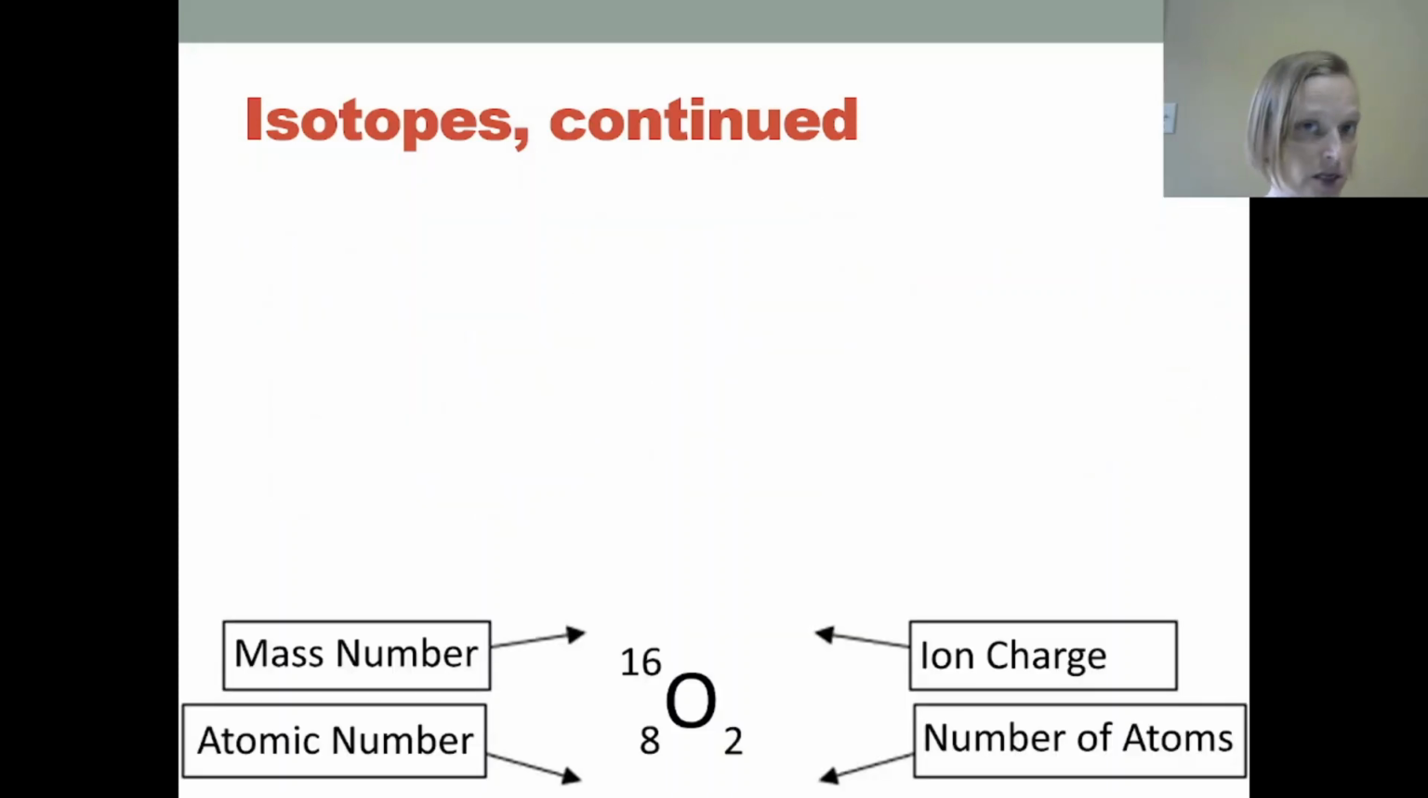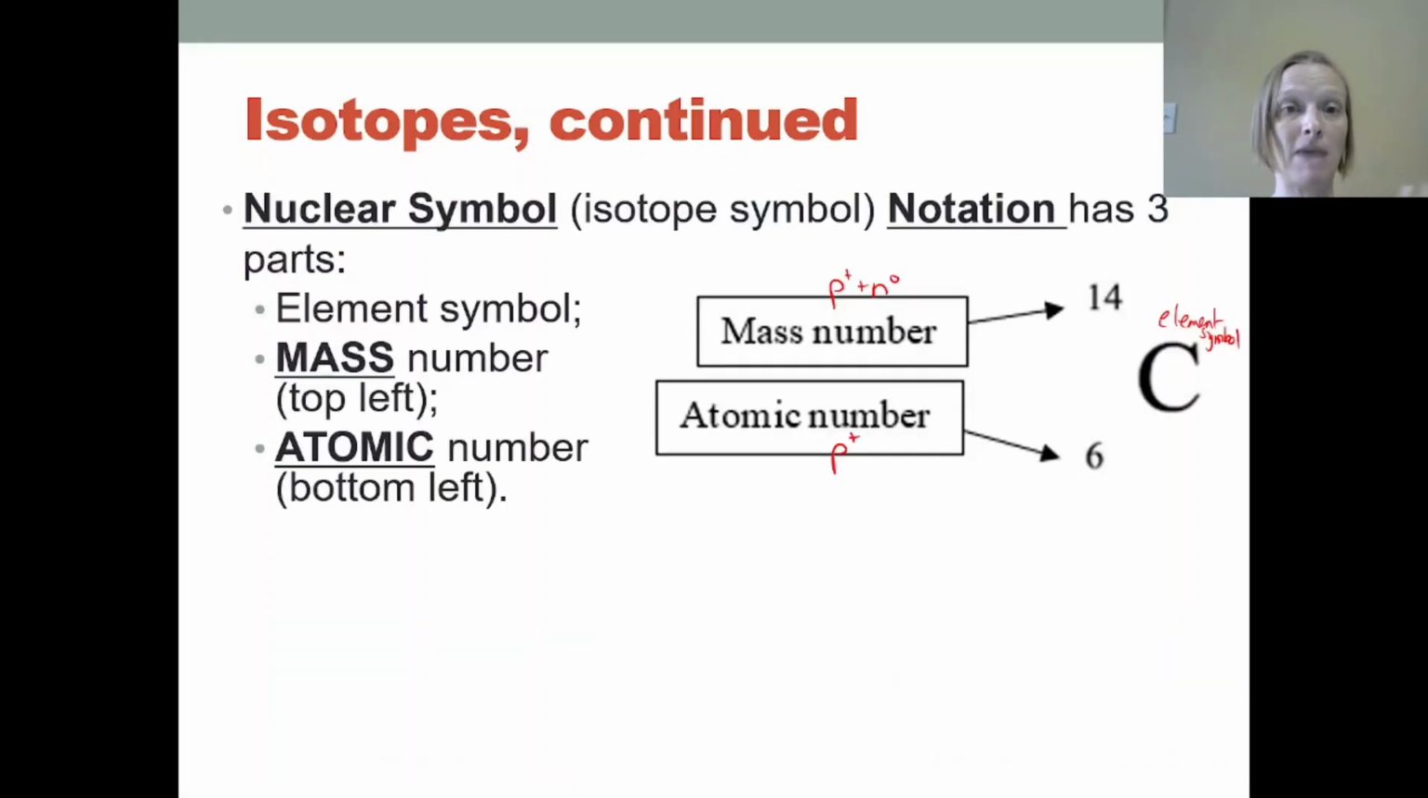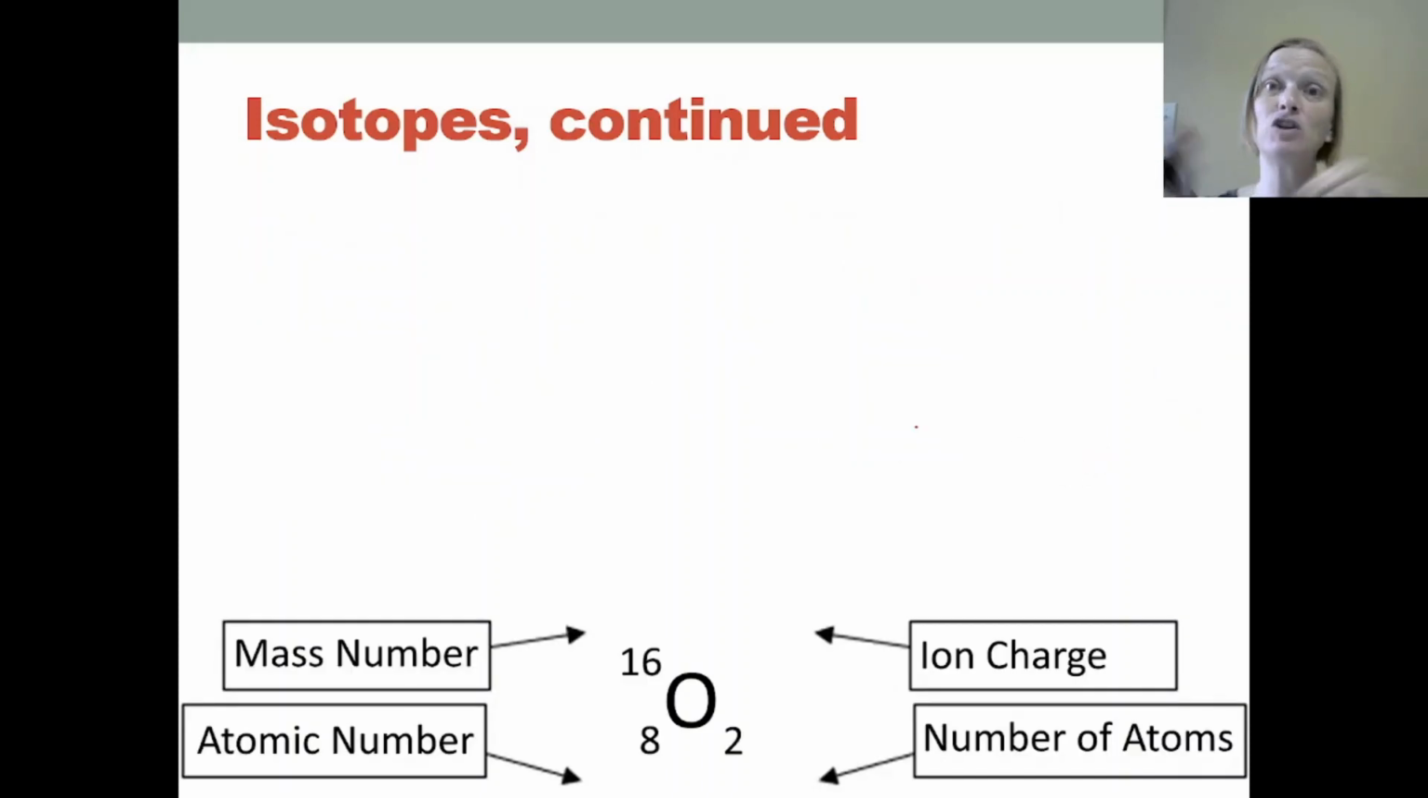It is important to know that each corner around the element symbol has a different meaning. So it makes a difference. The mass number has to go in the top left corner. The atomic number has to go in the bottom left corner because each of the four corners has a different meaning. So you need to be careful about where you write each number. As I said, mass number always goes in the top left. Atomic number always goes in the bottom left.